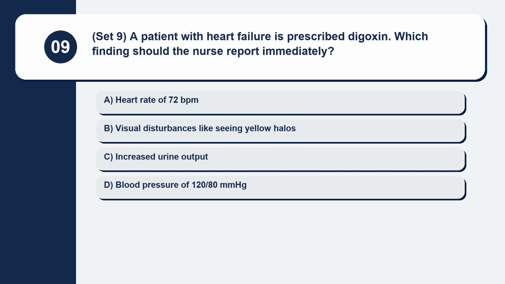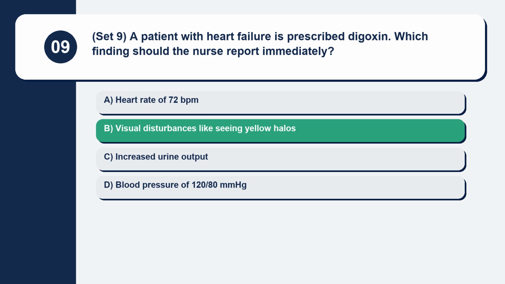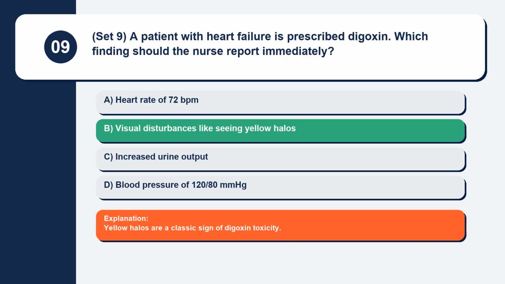Question 9. Set 9, a patient with heart failure is prescribed digoxin. Which finding should the nurse report immediately? Heart rate of 72 bpm, visual disturbances like seeing yellow halos, increased urine output, blood pressure of 120/80 mmHg. Yellow halos are a classic sign of digoxin toxicity.